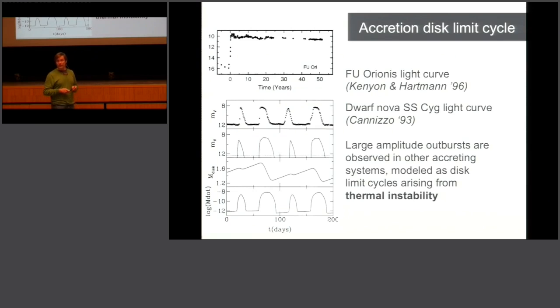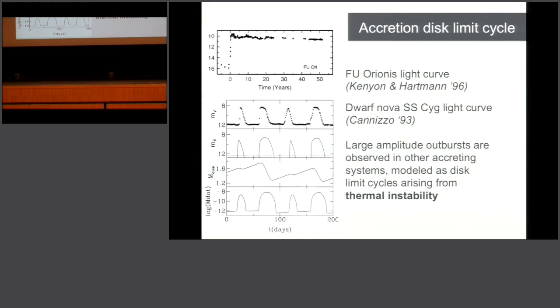And I think the easiest way to motivate why we might be interested in this kind of model is by reference to a completely different kind of system which looks somewhat similar and where we think this is really what is going on. So what's shown here up on the top is the light curve of FU Orionis from a review by Kenyon and Hartmann.